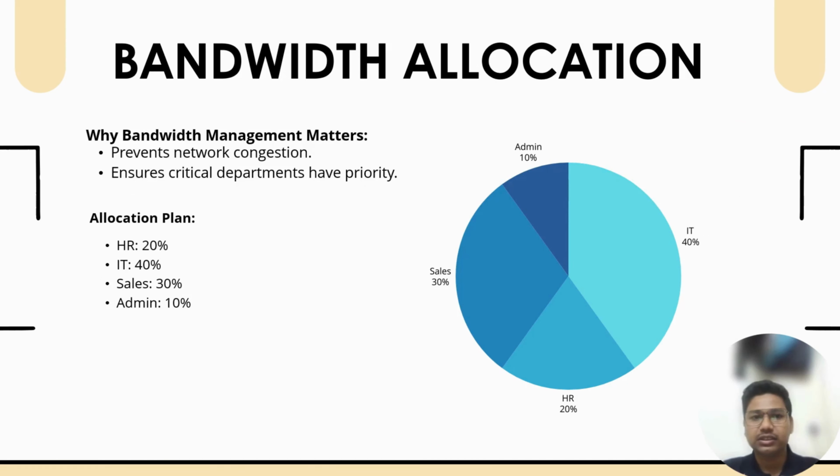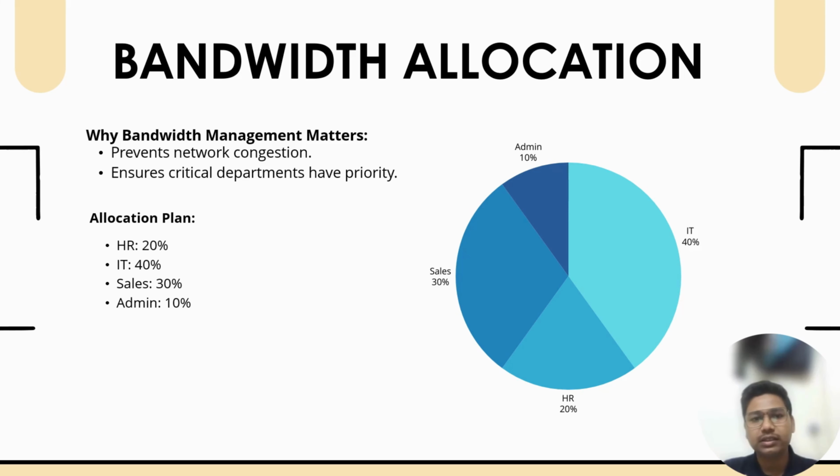Let's discuss bandwidth allocation in a corporate office. Bandwidth is the amount of data that can be transmitted across a network in a given time. In a corporate office, efficient bandwidth allocation ensures that all departments can perform their tasks without disruptions. What is bandwidth allocation? It is the process of dividing the available bandwidth among devices, applications, or departments to optimize network use. Think of it like allocating budget within a company. Each department gets a share based on its importance and workload.